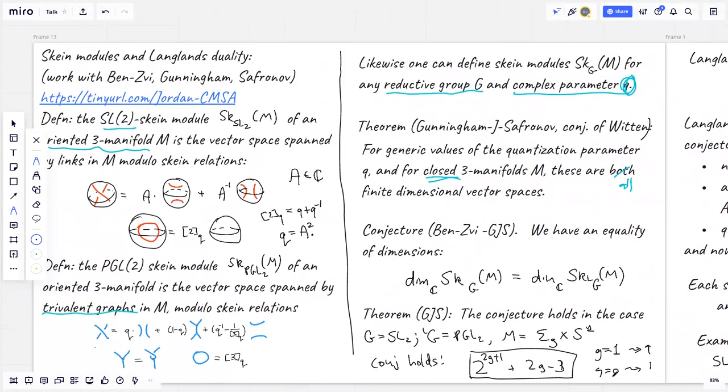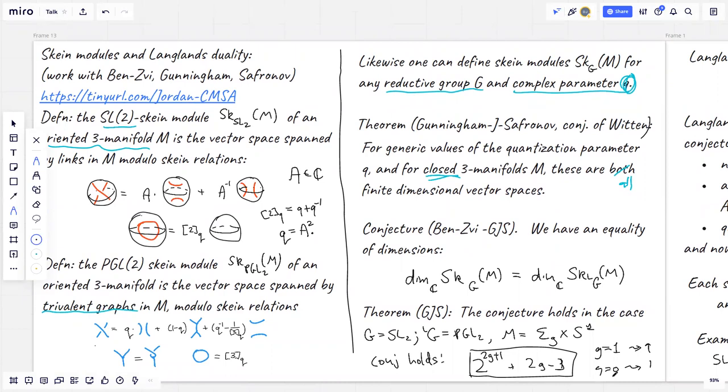David? Yes. Has this conjecture been tested for three manifolds whose homology group has two torsion? Like RP3? No, I would say that the numerical evidence for this conjecture is really just this not entirely trivial, but somewhat special case of homology three spheres. But a case like RP3, I think it would be great to compute some of these dimensions.